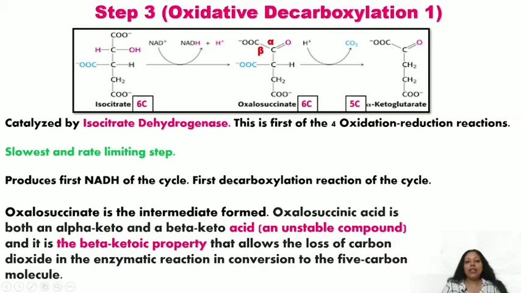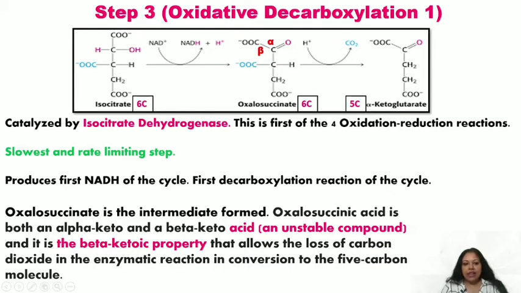So because of the beta keto property, it allows the loss of carbon dioxide in the enzymatic reaction in the conversion to the 5-carbon molecule. Are you getting my point? What I was trying to say is that isocitrate loses COO minus in the form of CO2 to generate alpha ketoglutarate, correct? But this does not occur immediately.